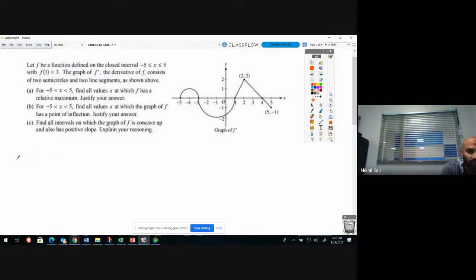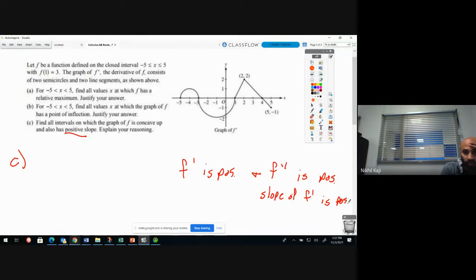Part C. Find where f is concave up and has a positive slope. So here this is saying when they're both. It's not saying two separate questions. It's saying when is f concave up and also when does it have a positive slope. So f prime is positive. That's for this part. Concave up would be when f double prime is positive. And what does this mean again? The slope of f prime is positive. All right, so there's my justification.